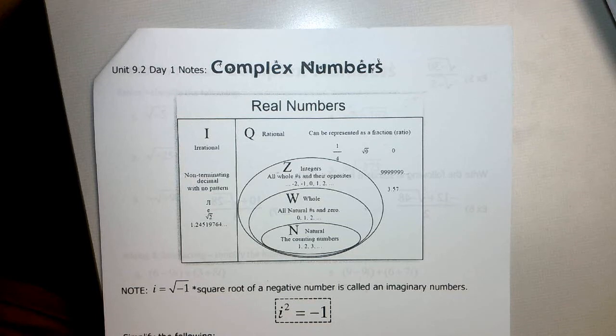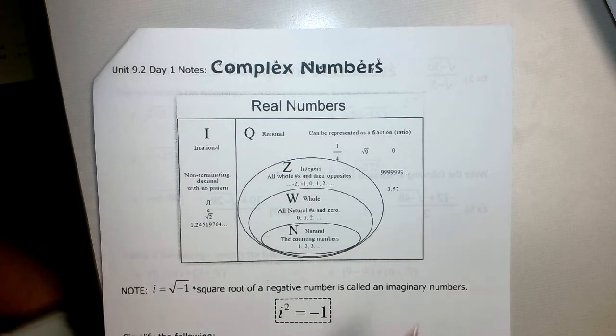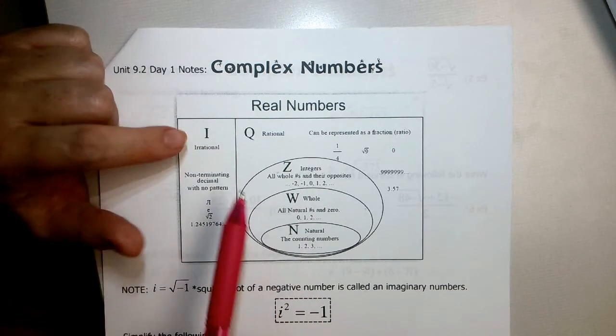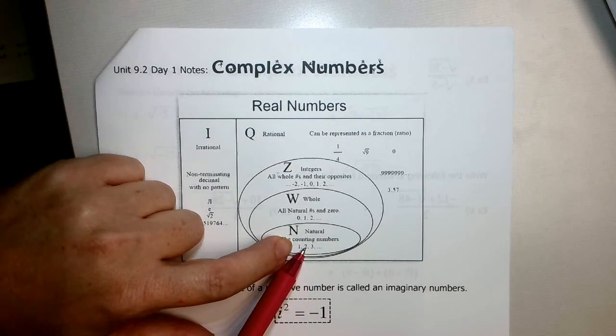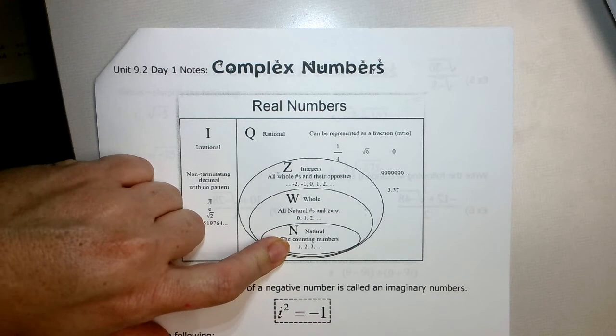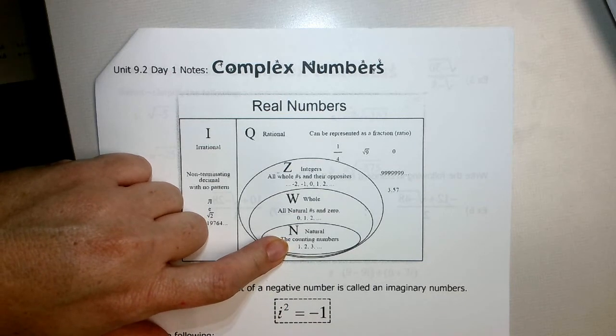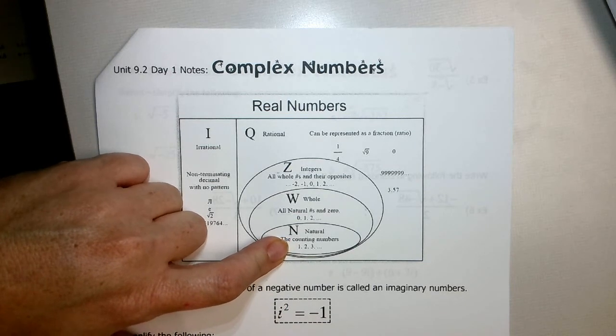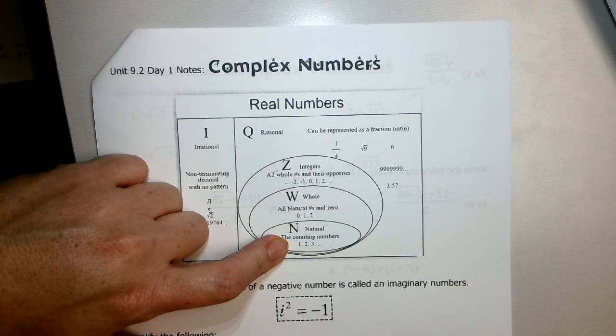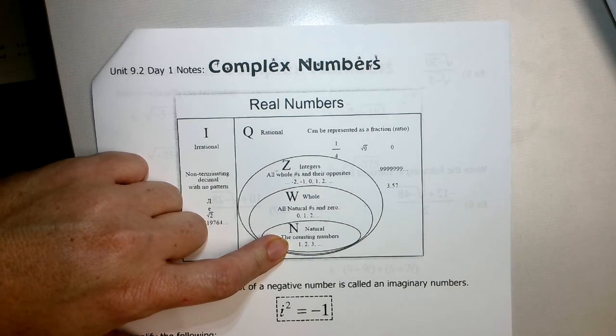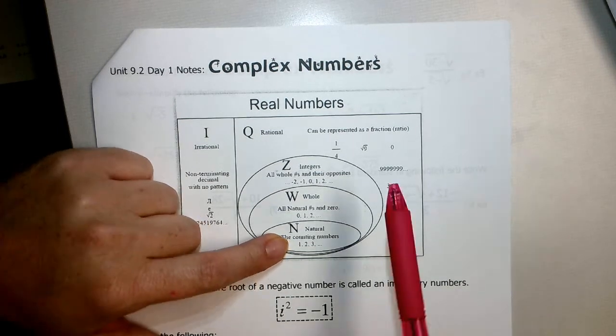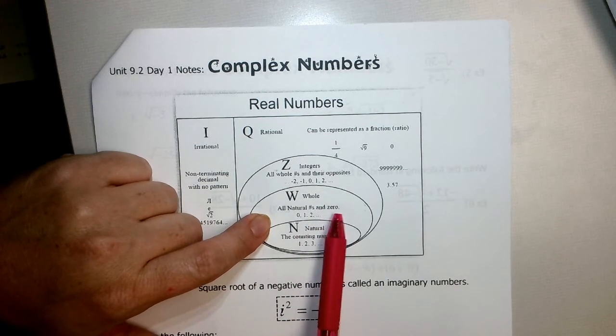Okay, so we are talking about complex numbers today. Just to talk about numbers in general, natural numbers are counting numbers. If you start counting, do you start counting at 0? No. If I'm going to count how many pens I have, I'm not going to say 0, 1, 2. I'm going to say 1, 2, 3, 4, 5. Okay, counting numbers start with 1 and go up. Whole numbers are all natural numbers and 0, so 0 and up.